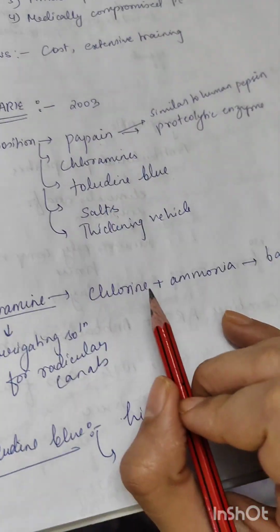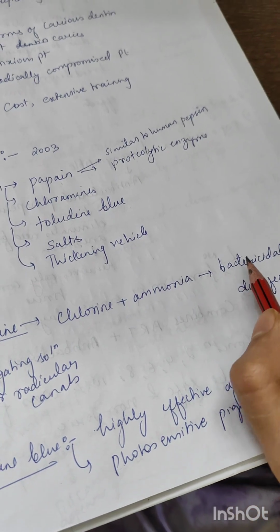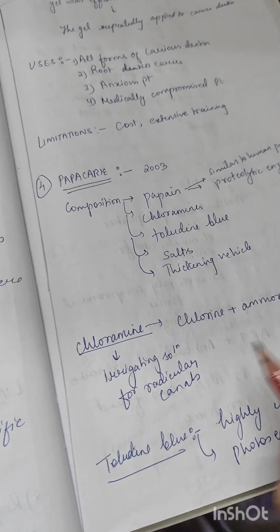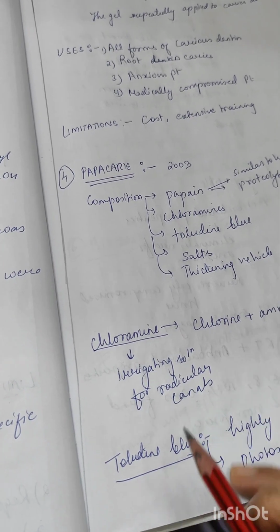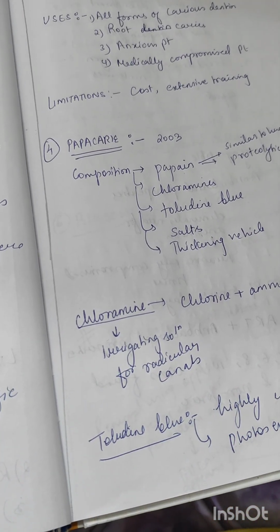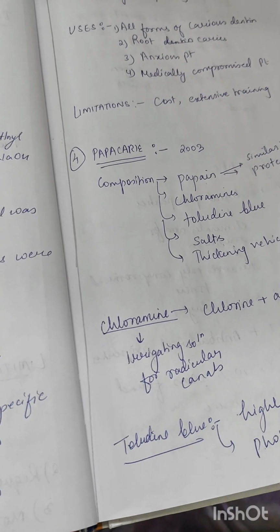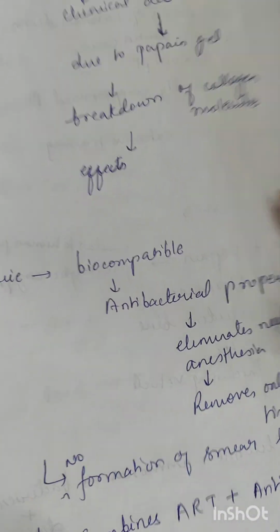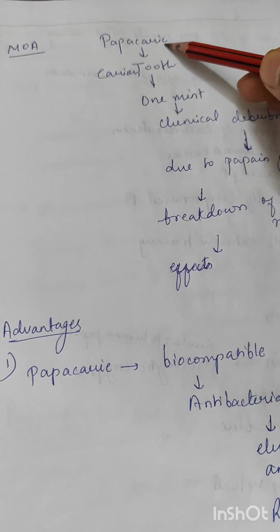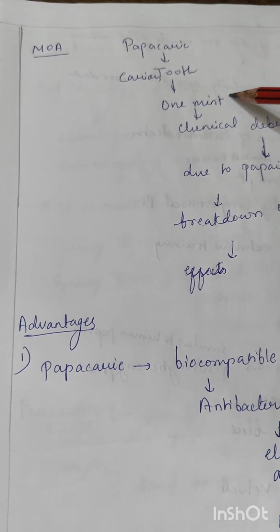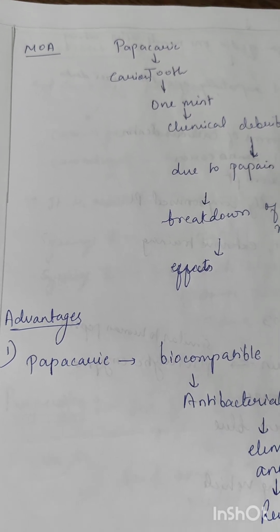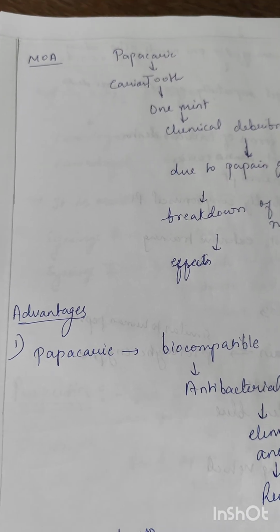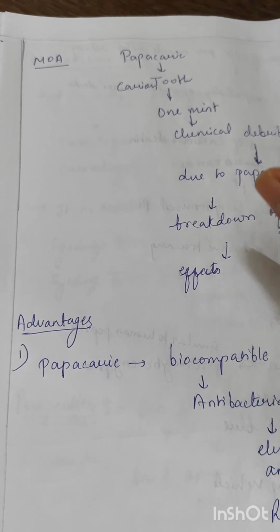Chloramines contain chlorine plus amino, which is bactericidal and a disinfectant. It is used as an irrigating solution for many radicular canals. And toluidine blue is very sensitive to S. mutans, and it is a photosensitive pigment, highly effective. Mode of action: this Papacarie was applied on the carious tooth for 1 minute. Then chemical debridement was done, and due to this papain gel, breakdown of collagen molecules was seen.